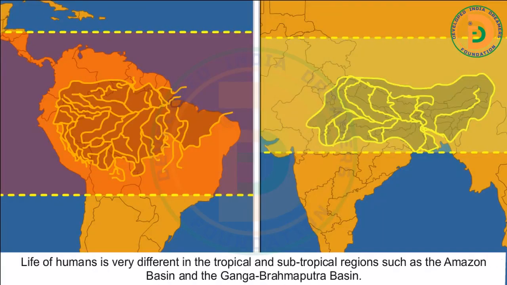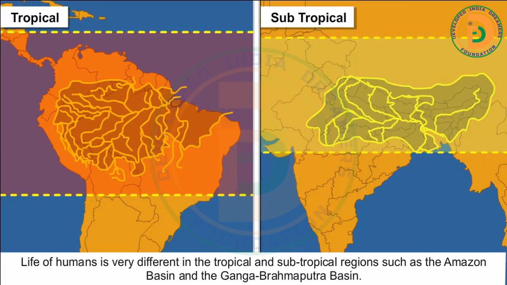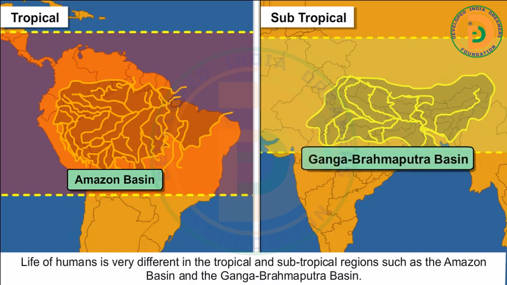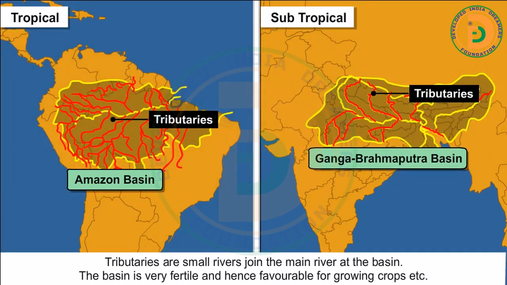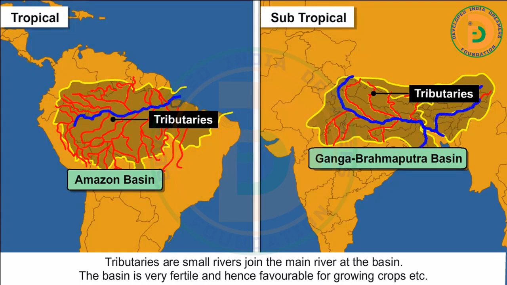Life of humans is very different in the tropical and subtropical regions such as the Amazon basin and the Ganga-Brahmaputra basin. Tributaries are very small rivers that join the main river at the basin. The basin is very fertile and hence favorable for growing crops, etc.